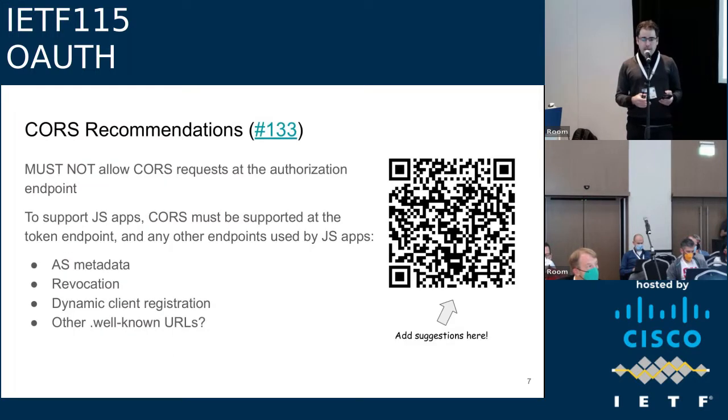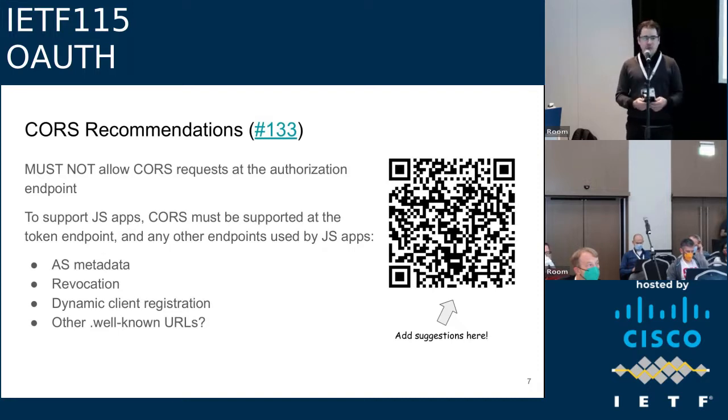So essentially, my thought is to add a section about CORS, mentioning explicitly not allowing CORS at the authorization endpoint. To support JavaScript apps, then you'll need to support CORS at the following endpoints that are either defined in OAuth 2.1 or in extensions that are already being referenced in the draft. These are the four that I found quickly. If anybody knows of any others that are worth pointing out specifically, suggestions are welcome.